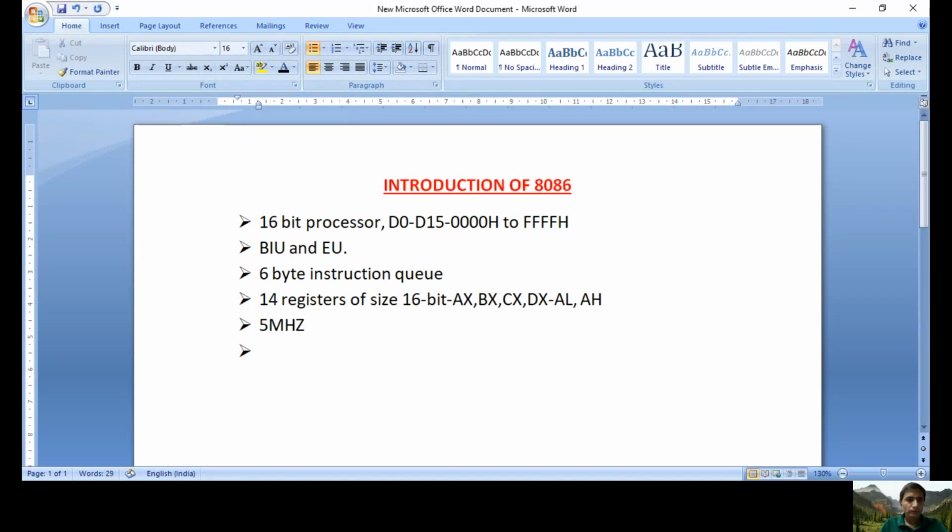The other point is that for performing any operation, the minimum duty cycle here is 33%. You already know what duty cycle is. Duty cycle means on time divided by on time plus off time. So the minimum on time should be 33% of the total time. That is called the duty cycle for performing the operation. Then it contains 40 pins.